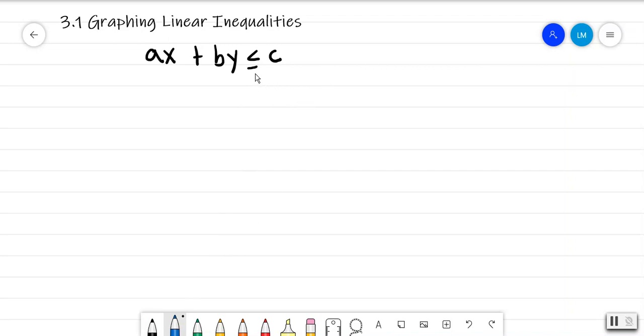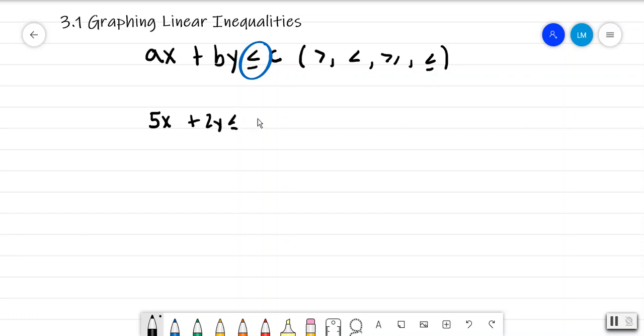Notice that this is almost like an equals symbol right here, except that it's less than or equal to. Make no mistake, you may also include greater than, less than, greater than or equal to, and of course the less than or equal to symbol. One way we can look at this is by considering 5x plus 2y is less than or equal to 10.